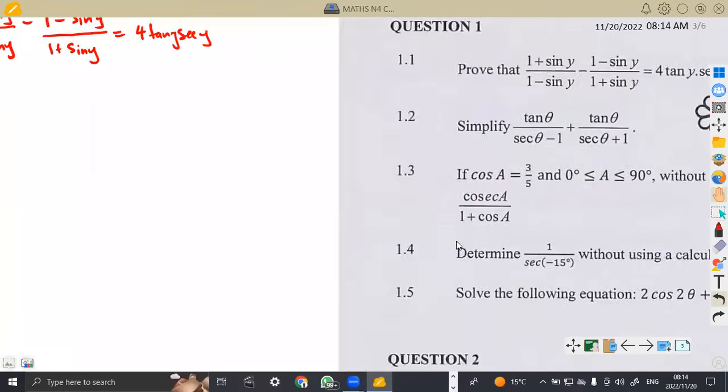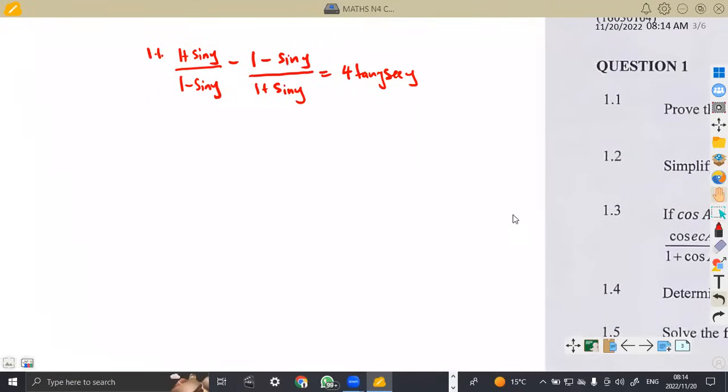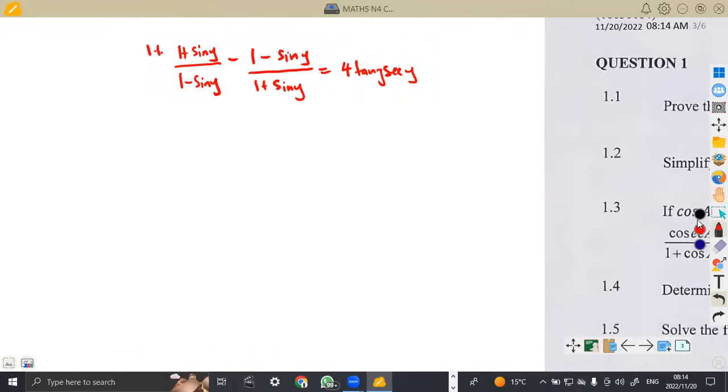Okay, so let us quickly rush through the question. The first thing that we can actually do here is to take the side that we are supposed to work with. So in this case, I'm going to focus on the left-hand side. On the left-hand side, what is happening? We are subtracting. So definitely we have to find the LCM of these two denominators, which are 1 plus sine y and 1 minus sine y. So our LCM is going to be 1 minus sine of y into 1 plus sine of y.